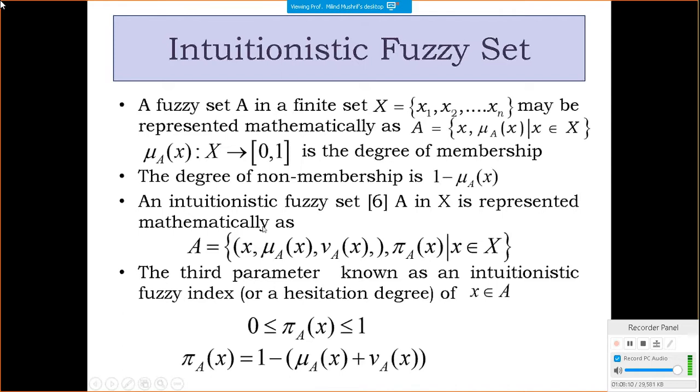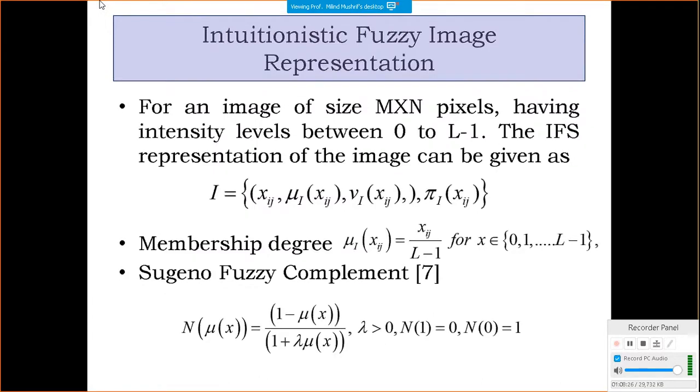So now membership plus non-membership plus hesitancy will always be equal to 1. Okay. So that is the basic concept of intuitionistic fuzzy set. So we can define an image as an intuitionistic fuzzy image where the image I can be represented with 3 matrices. Each element will have 3 portions. One is a membership value to that particular intensity. Another one is a non-membership value, and the third one will be the hesitancy.